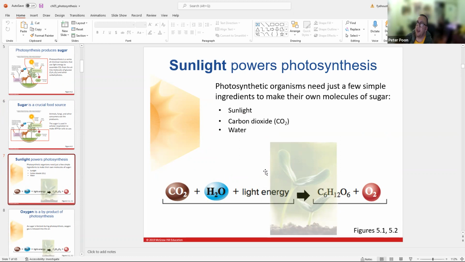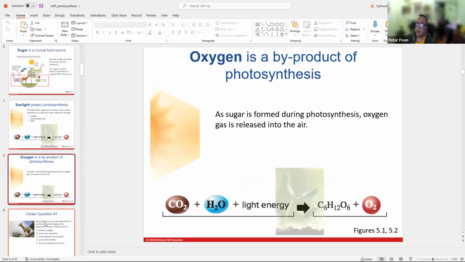Photosynthetic organisms need a few simple molecules to make sugar: sunlight as an energy reservoir, carbon dioxide as a carbon source, and water. As sugar is formed during photosynthesis, oxygen gas is released into the atmosphere. So for plants, oxygen is actually a waste product, and you'll see that more clearly later.